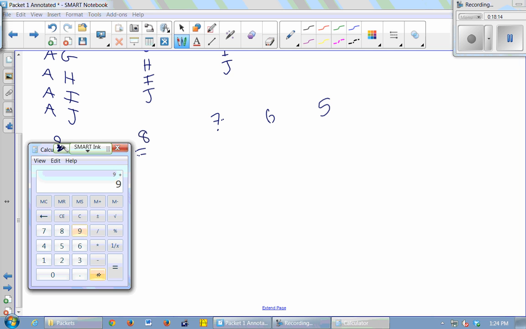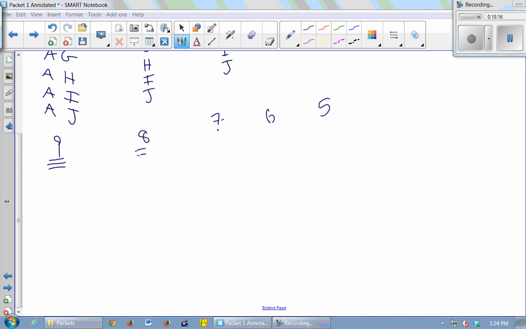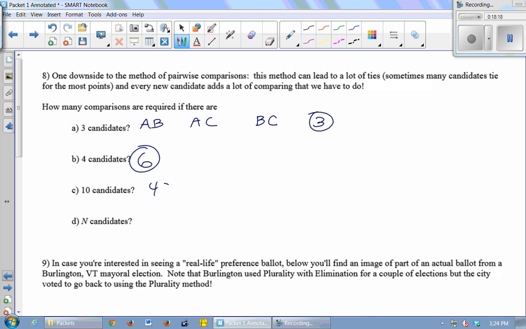Is it 45? Somebody did it. Okay, thank you. 45 matchups. That would take a long time to do by hand. So this would be a nice method when you have a computer or for a smaller election.